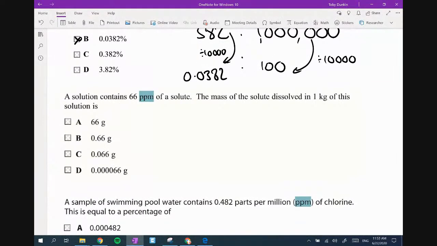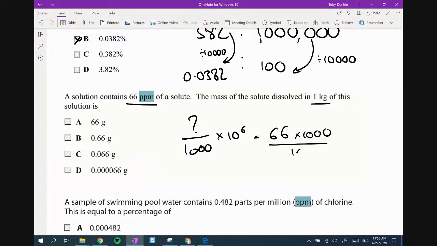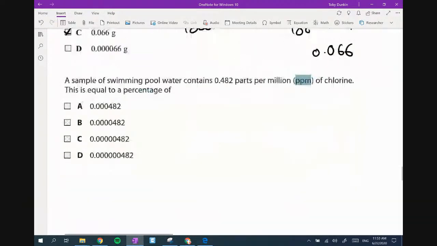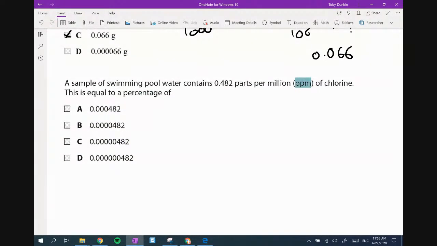Right. 660 grams. Okay. Question mark over a kilogram, times 10 to the 6, gives me 66. Good job, Merrill. That's hard, that. Times 1,000 over 10 to the 6 gives me question mark. 66 times 1,000 divided by 1 exponential 6 gives me 0.066 grams. We're done. Next, a sample of swimming pool water contains parts per million and is equal to a percentage.